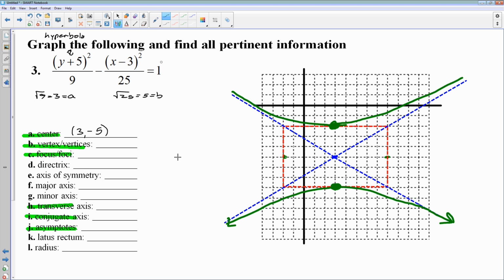Now we're going to use that to find everything else. My vertices, I went up and down 3 units from the center. If you go up and down, that changes the y-coordinate.